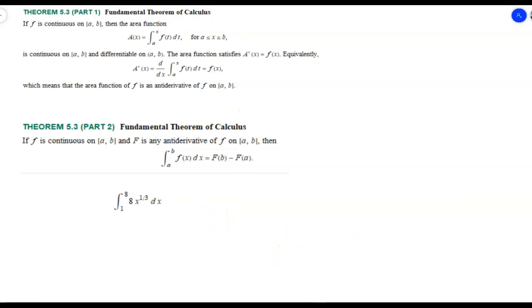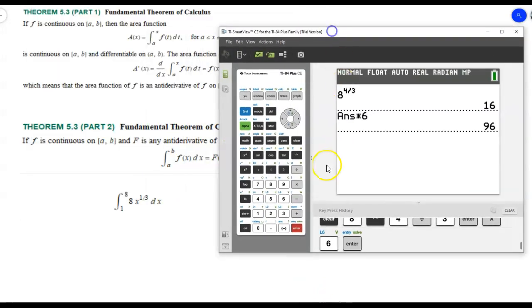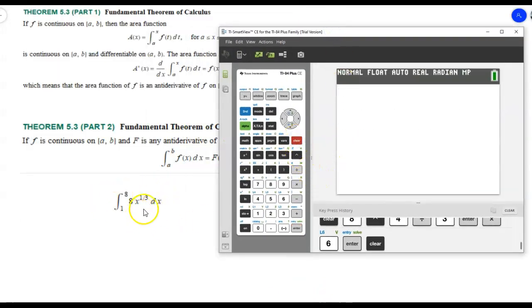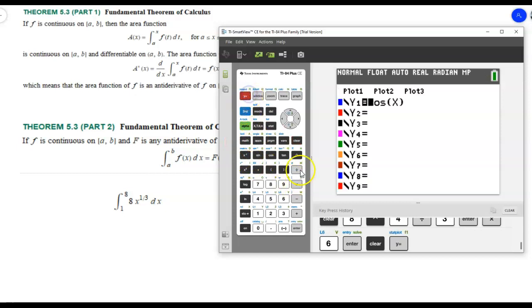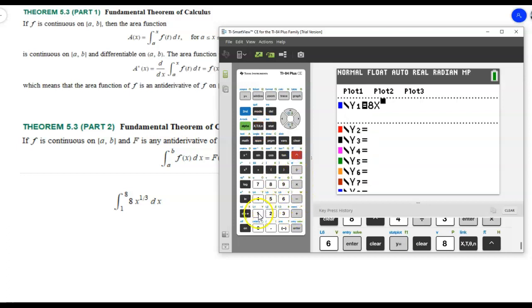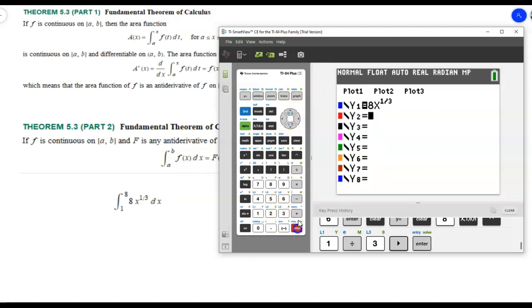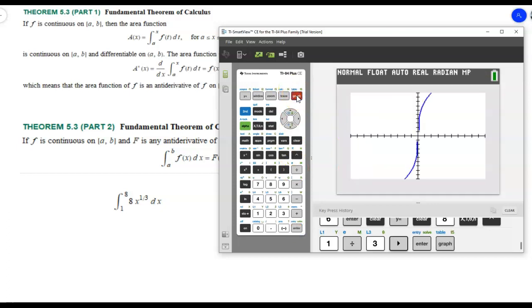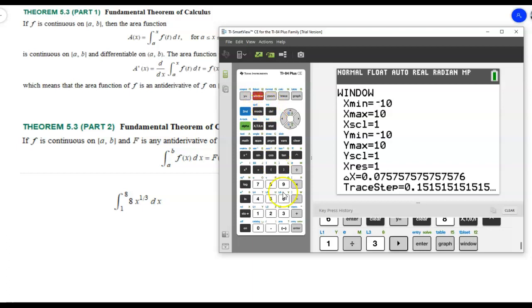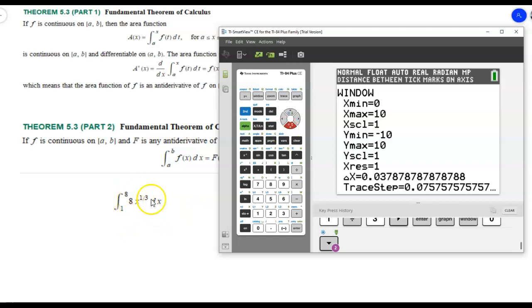And another thing I could do is I could just check this function in my calculator here. I could do that by going to y equals, and let's do 8x raised to the 1/3. And remember, we're going from 1 to 8. Let's see what that tells us. So let's change our window around a little bit. We'll go from 0 to 10. That will give us 1 to 8.